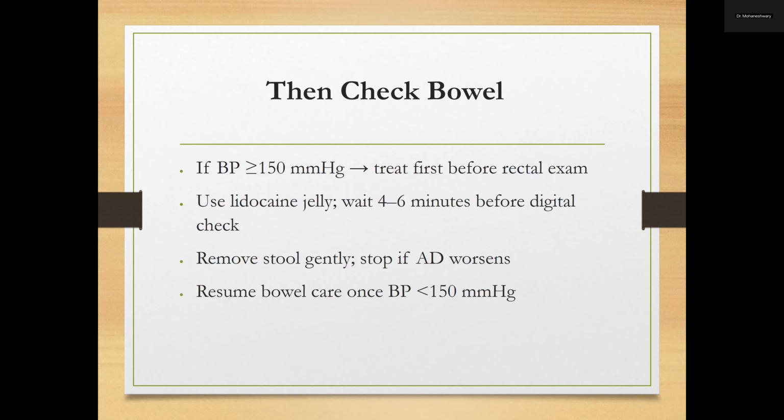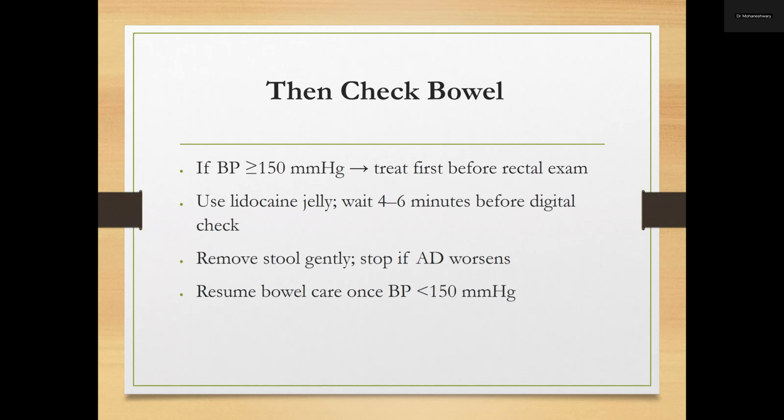For the bowel, as I mentioned earlier, if the blood pressure is more than 150, you need to treat first, because to do a rectal examination we need to lie the patient down, and you can't lie the patient down in AD. I will explain what kind of pharmacological agents in my next slide. Once you have treated and the blood pressure comes lower, less than 150, then we can look for bowel impaction. You have to do a per rectum examination.